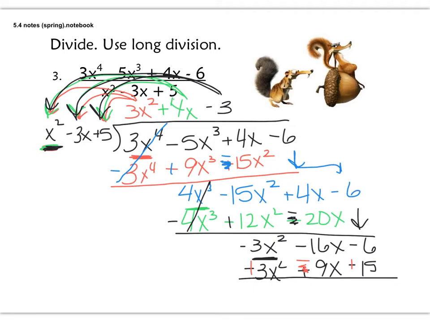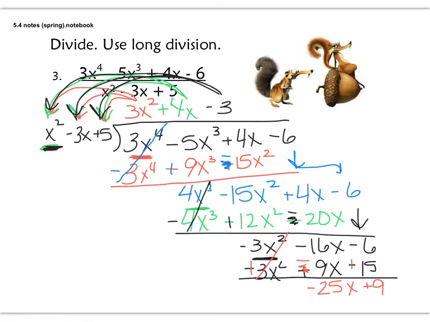Negative 3x squared plus 3x squared cancels. This will give me a negative 25x, and that gives me a positive 9. Now I have nothing else to bring down. The question always is, how do you know when you're done? Notice here I have an x squared. Is it possible to multiply x squared to make that a negative 25x? No, I can't. I can't turn an x squared into an x, so therefore I am done.